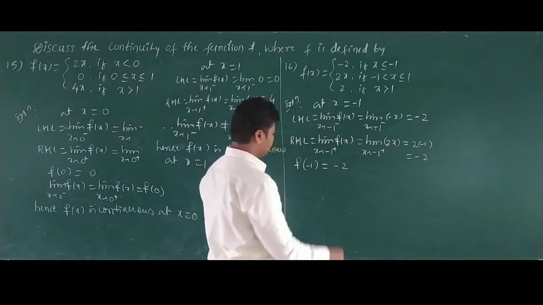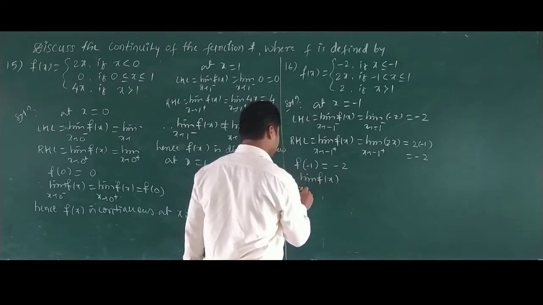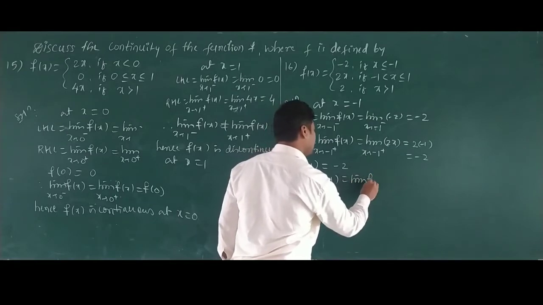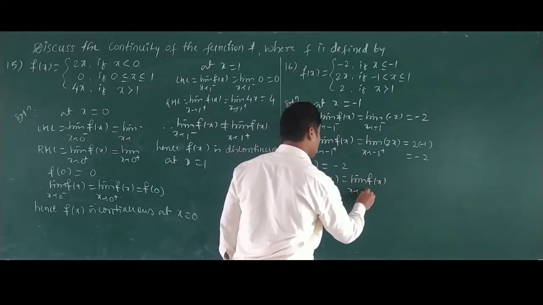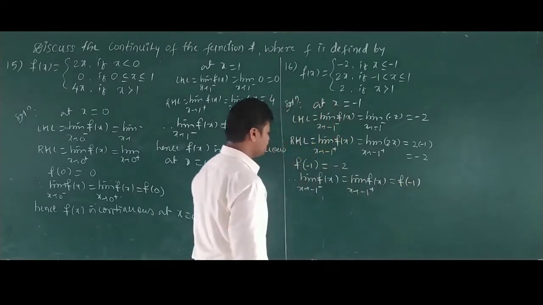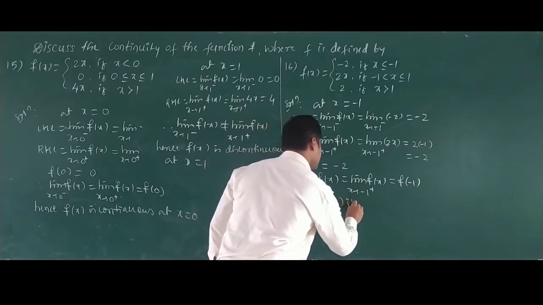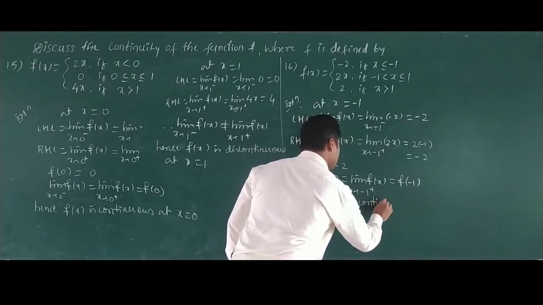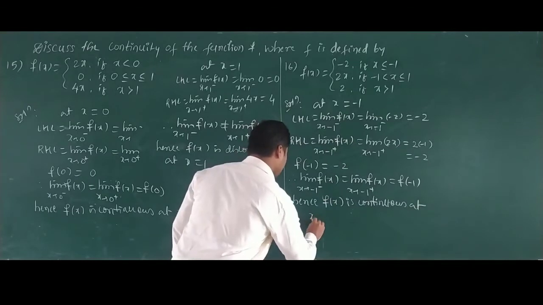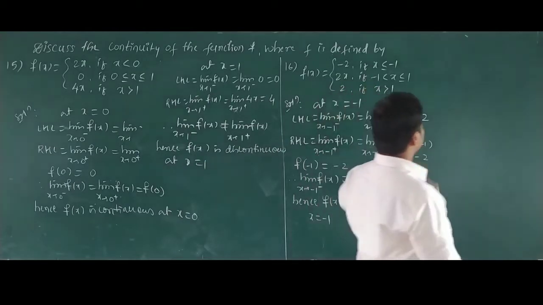Therefore, the limit of f of x as x tends to minus 1 minus is equal to the limit of f of x as x tends to minus 1 plus, which is equal to f of minus 1. All are equal, hence f of x is continuous at x equal to minus 1. So it is continuous. Next, check for x equal to 1.